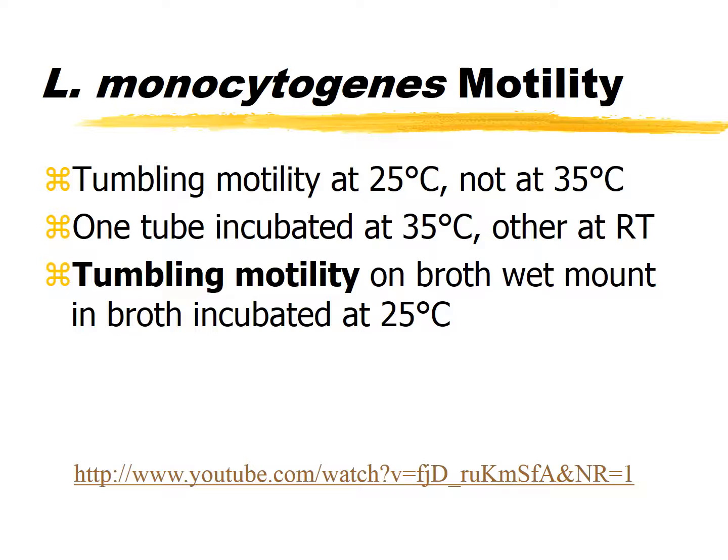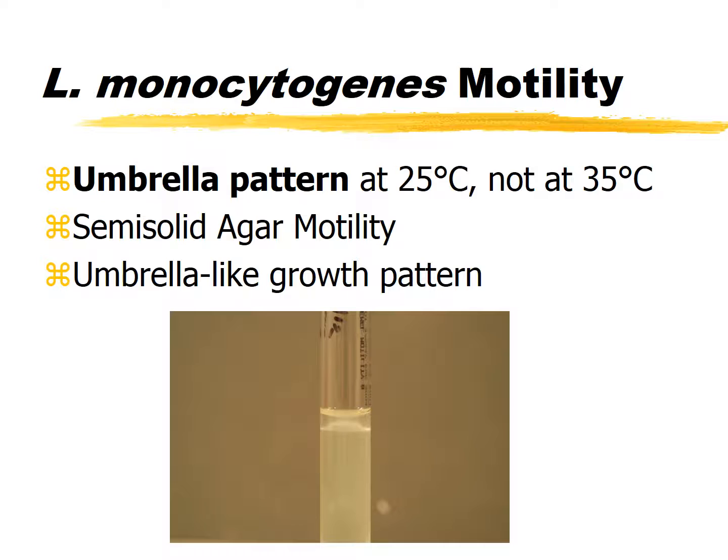And you'll see it positive in the broth at 25 degrees. And on this slide is a website on YouTube where you can go and see this. In semi-solid agar at 25 degrees, it has this umbrella pattern. You want to associate the term tumbling motility and umbrella pattern motility with Listeria. If you look at the tube in the picture, right under the surface of the tube, you'll see this thing that looks like a little cap. Well, that's what they're calling the umbrella motility.